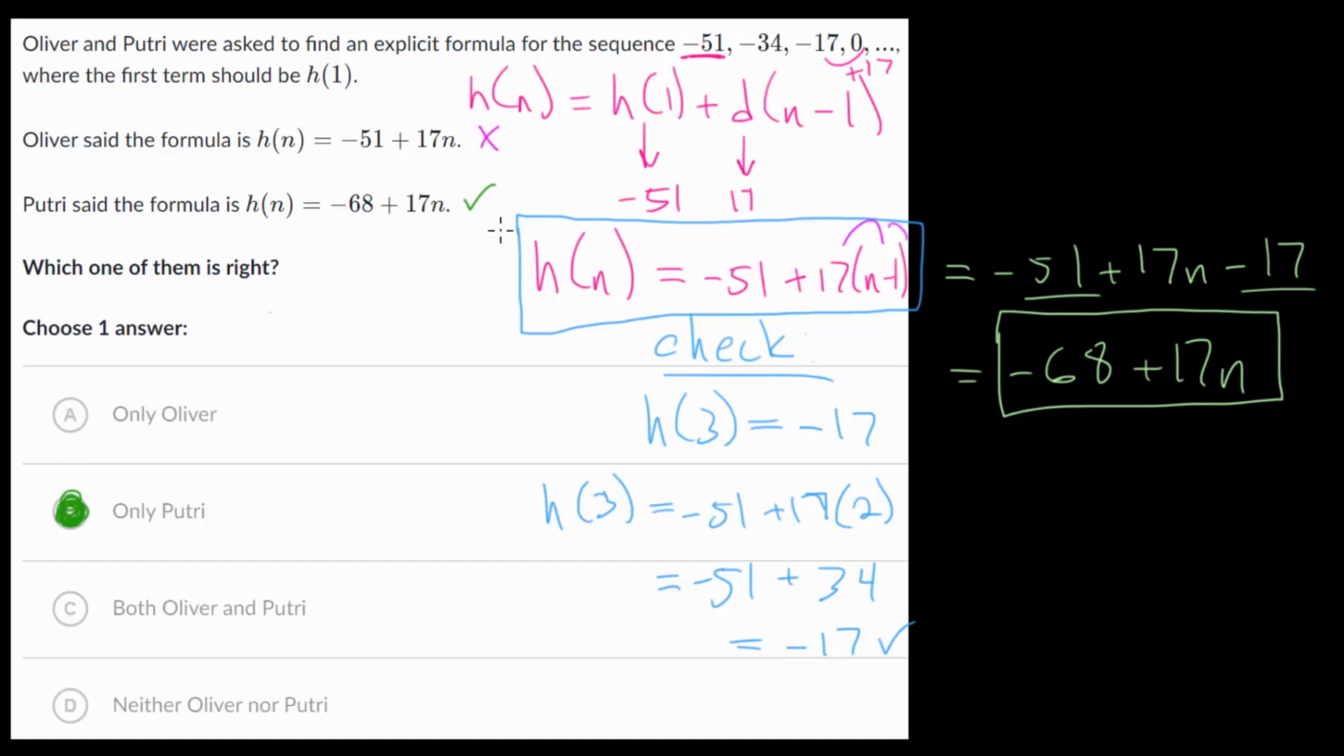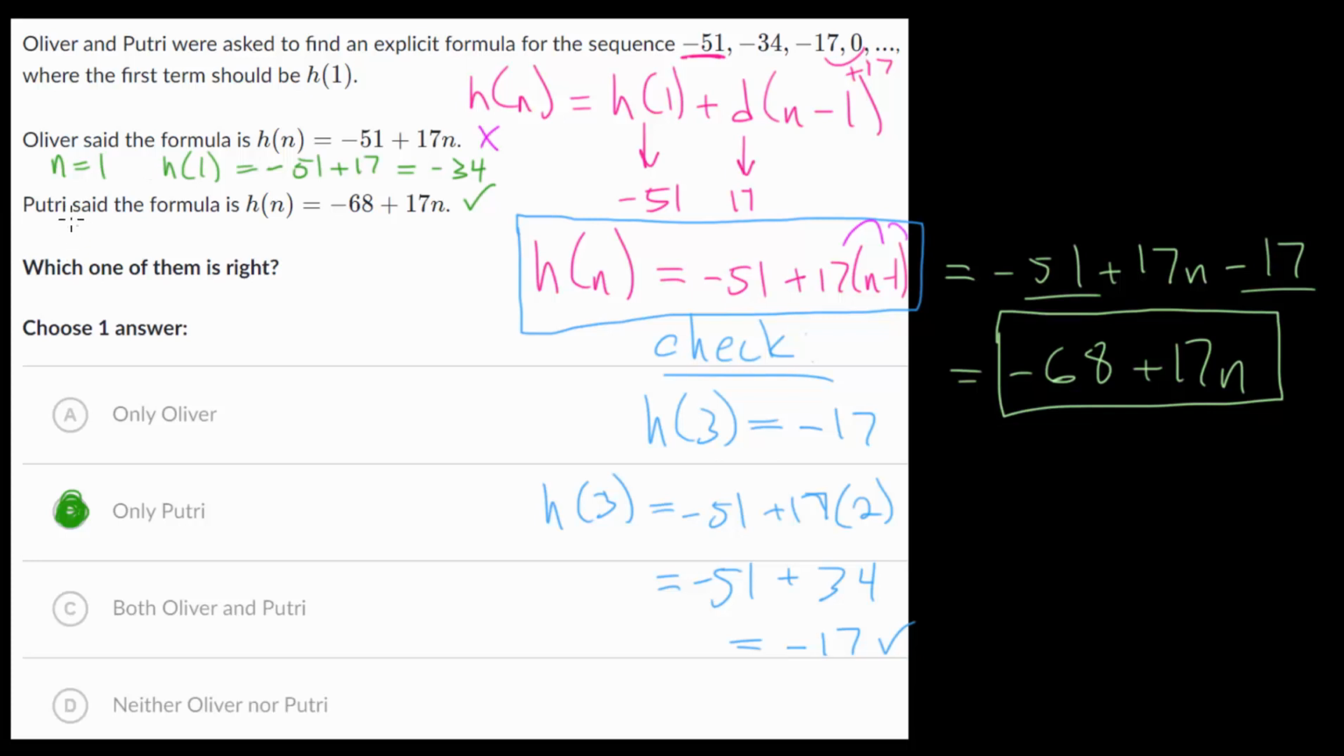Now, one other way to approach these problems, besides finding the formula yourself, making sure it works, and then comparing it to both of their answers, the other way is to just plug in n values and see if you get back the sequence. For instance, in Oliver's formula, if we plug in n equals 1, we get minus 51 plus 17, which if you add these together is equal to minus 34. But this is supposed to be the first term, and we know the first term is minus 51. So that's one way to know that that's incorrect.